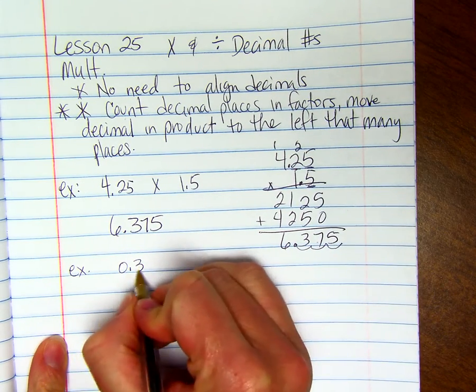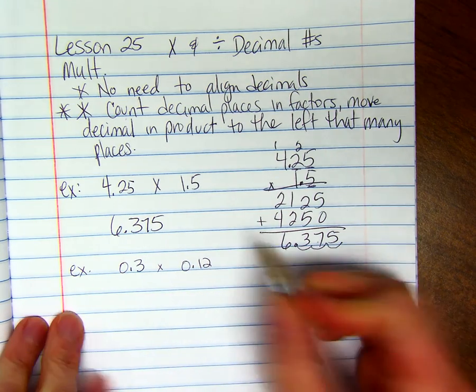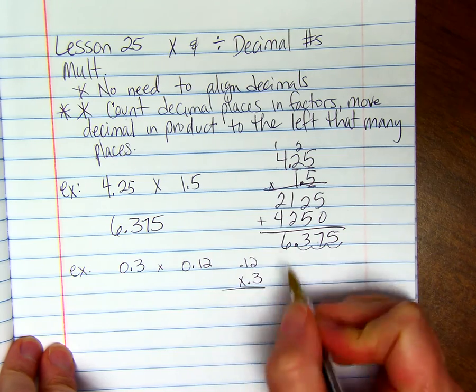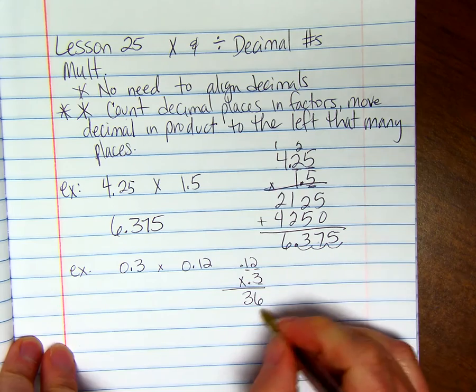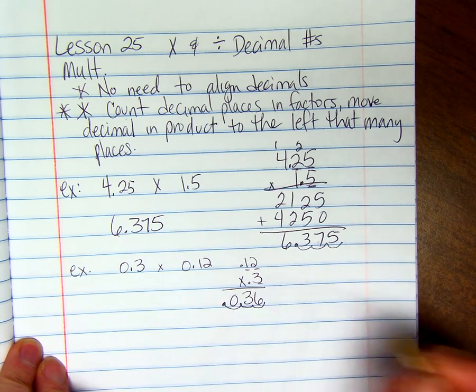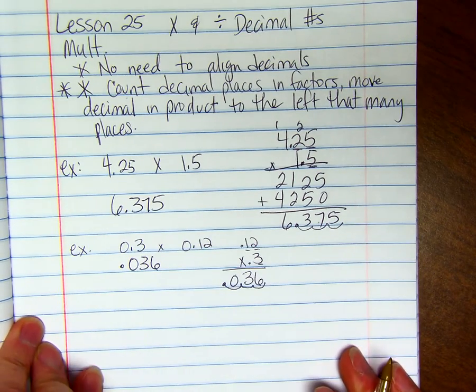Here's another one. If we wanted to do 0.3 times 0.12, you just do 12 times 3. So we can put our decimals in. 12 times 3 is 36. And we have 1, 2, 3 decimals. So when we go over 3, we have to add a 0. So it's going to be 36 thousandths.